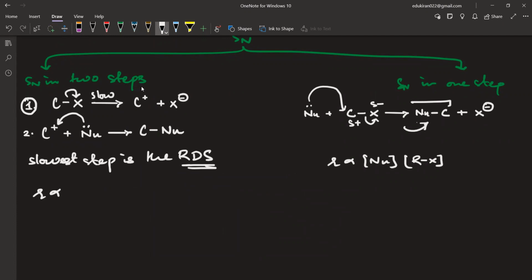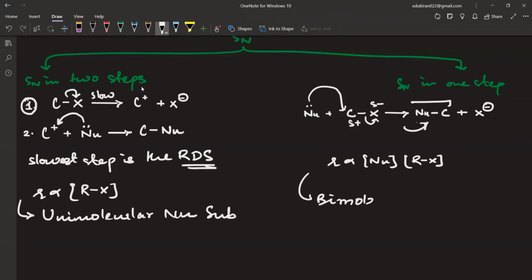And that is why the rate will be directly proportional to only the concentration of the C-X bond, that is the haloalkane. If the haloalkane concentration is greater, that means the reaction will be faster. Okay, so here the rate depends on one molecule, here the rate depends on two molecules. Since it depends only on one molecule, it is known as unimolecular nucleophilic substitution, and this is known as bimolecular nucleophilic substitution. This is also known as SN2. This is also known as SN1. Okay. SN1 and SN2, the name comes from here.